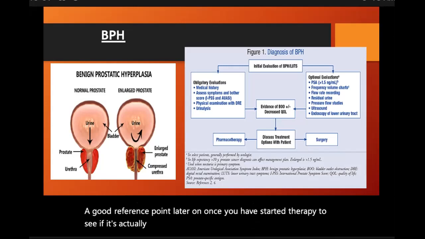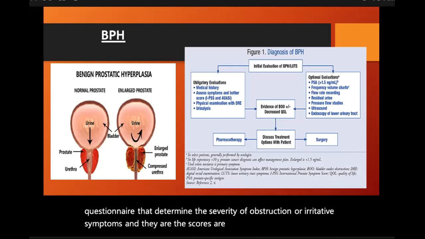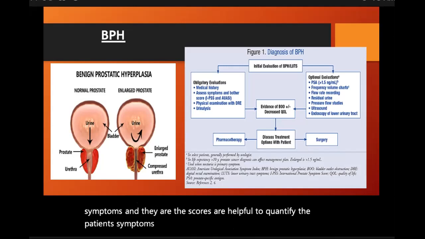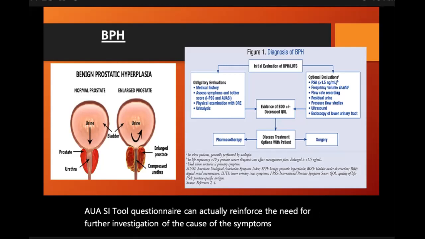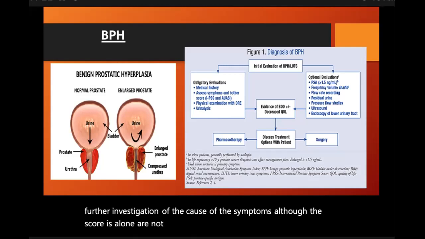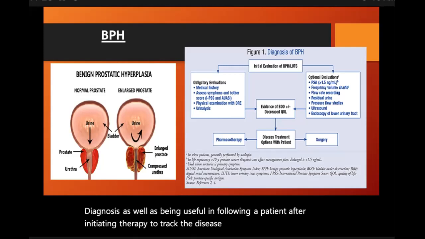There are 7 items on this questionnaire that determine the severity of obstruction or irritative symptoms. And the scores are helpful to quantify the patient's symptoms. So a score of 7 or higher on the AUASI questionnaire can actually reinforce the need for further investigation of the cause of the symptoms. Although the scores alone are not diagnostic, they do help support the diagnosis, as well as being useful in following a patient after initiating therapy to track the disease symptoms.